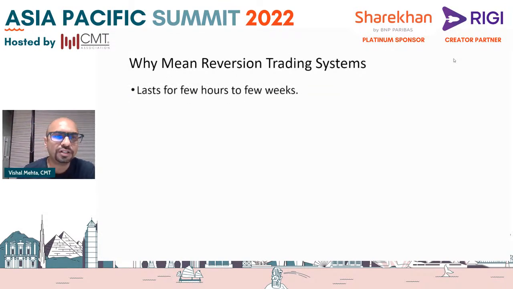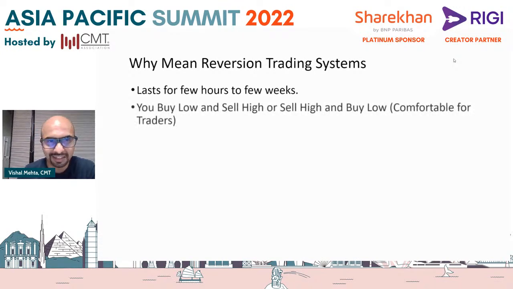So why is mean reversion very important for us? It's very important because it's a natural tendency of trading. Why do I say natural tendency? Because it lasts for a few hours to a few weeks. हम लोग को सबको short term trading करना है. Nobody is interested in long term investment. Okay, that's the fact of it.